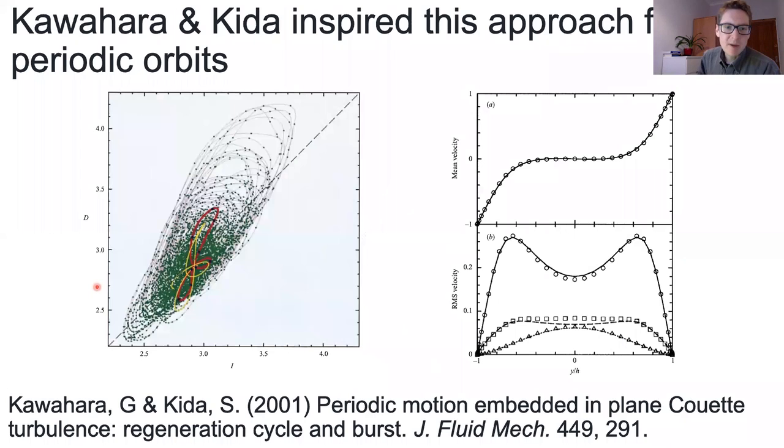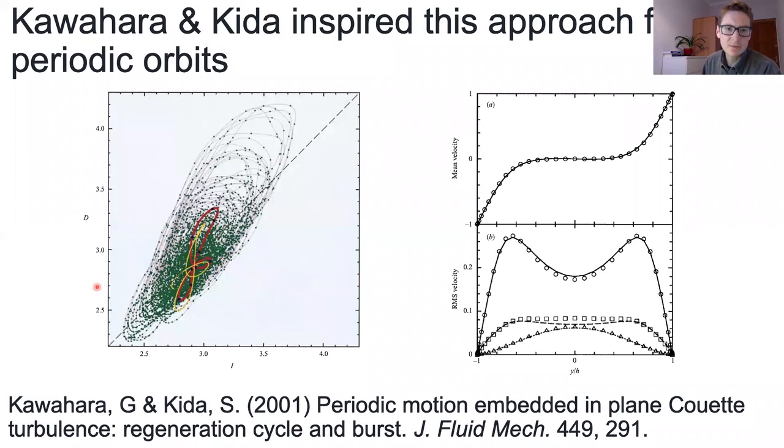This approach really has its roots in some work by Kawahara and Kida in 2001, and they were really the inspiration for a lot of what's happened since. They were able to show two periodic orbits embedded in plane Couette flow turbulence. Again, you see a similar plot on the left with a recurrent episode shown, I think, in the yellow curve, and the red curve showing the converged unstable orbit.